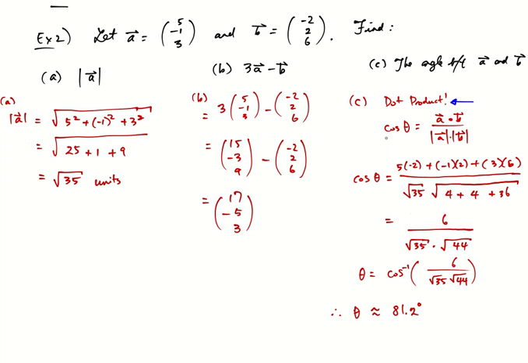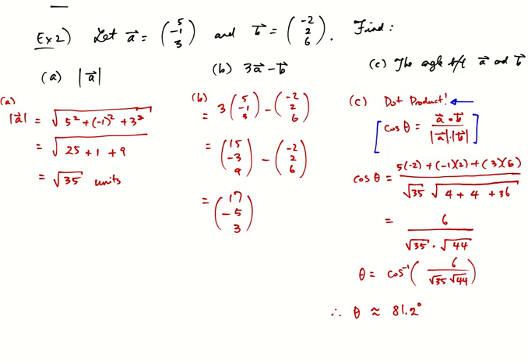The angle between A and B, we're going to need to use the dot product here, and we know this formula. We talked about this in the previous video. I need to find the dot product of A and B all over the magnitudes of A and B multiplied together. Notice that this is a dot product because it has a big circle in it. We take the x components, the y components, and the z components, multiply them together, and then add those products. So we do 5 times -2, plus -1 times 2, plus 3 times 6.